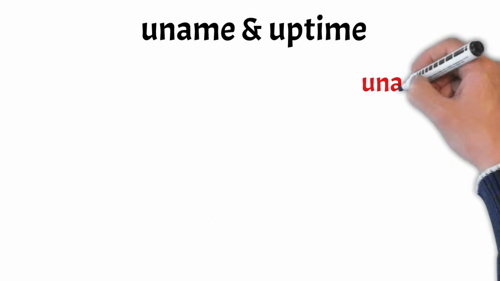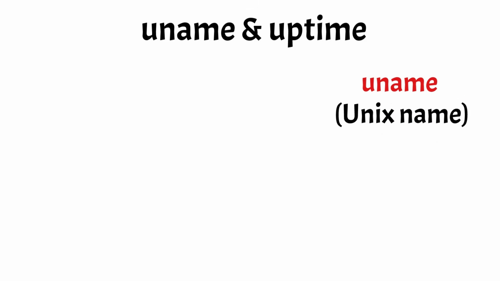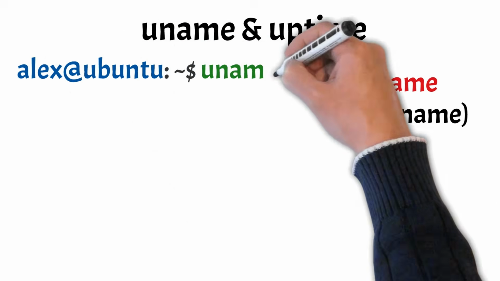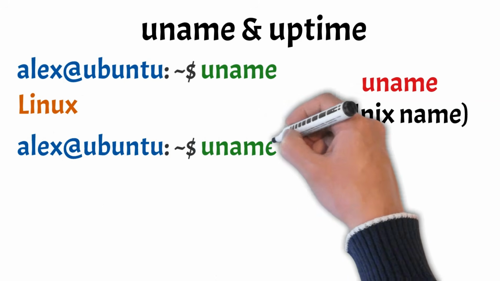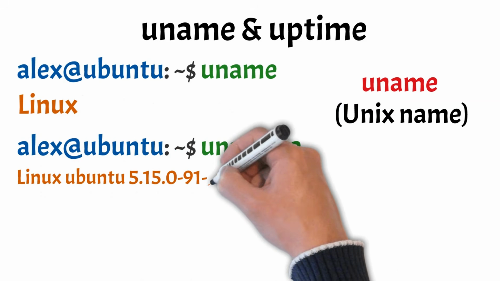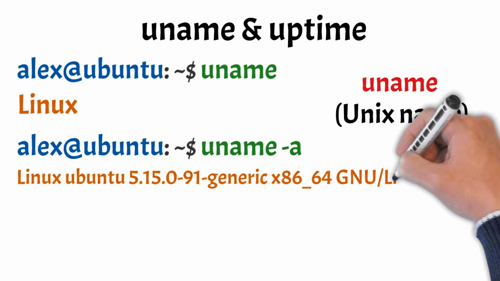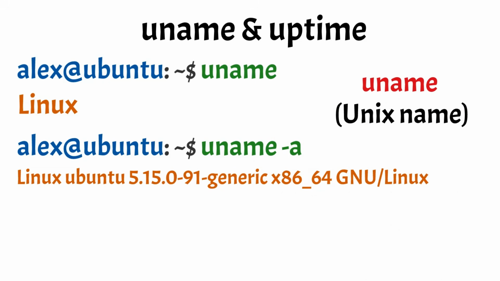The uname command tells you the name of the system's kernel. For most Linux machines, it simply returns Linux. If you want more detail, uname -a gives a full overview, including the kernel version, machine architecture, and system name. It's a quick way to check what kind of system you're working with.